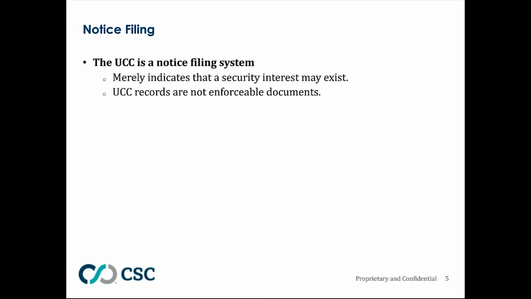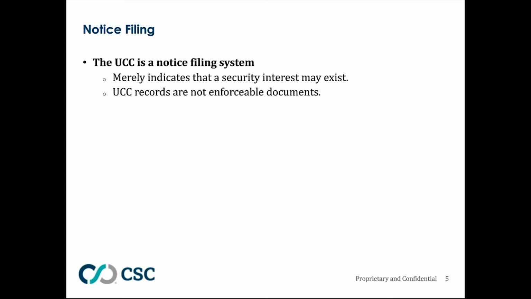Another very important concept to understand is that the UCC is a notice filing system. What that means is that the records that get filed in the UCC index are merely notices. All they do is indicate that a security interest may exist. These records are not liens. They are not security interests in and of themselves. In fact, they are not even enforceable documents. Nobody can sue to enforce a UCC financing statement, for example. It's the underlying security agreement that is the enforceable document.